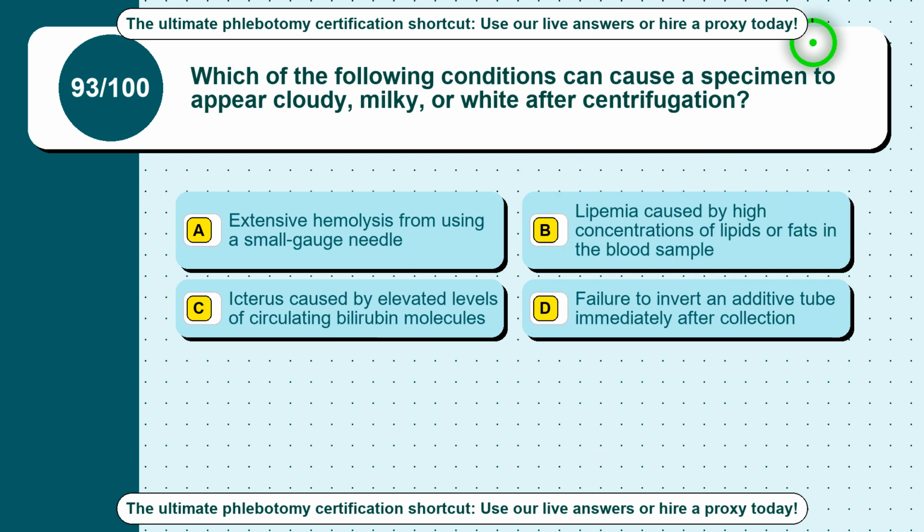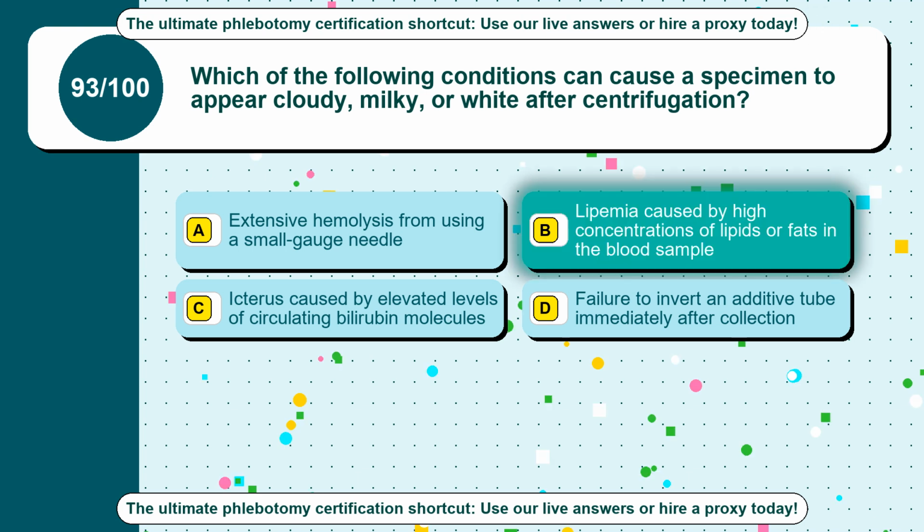Question 93. Which of the following conditions can cause a specimen to appear cloudy, milky, or white after centrifugation? Option A, extensive hemolysis from using a small gauge needle. Option B, lipemia caused by high concentrations of lipids or fats in the blood sample. Option C, icterus caused by elevated levels of circulating bilirubin molecules. Option D, failure to invert an additive tube immediately after collection.